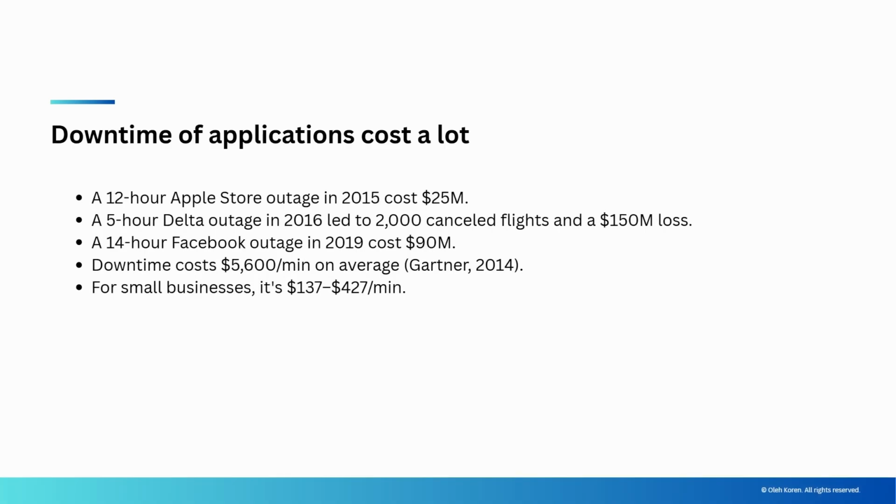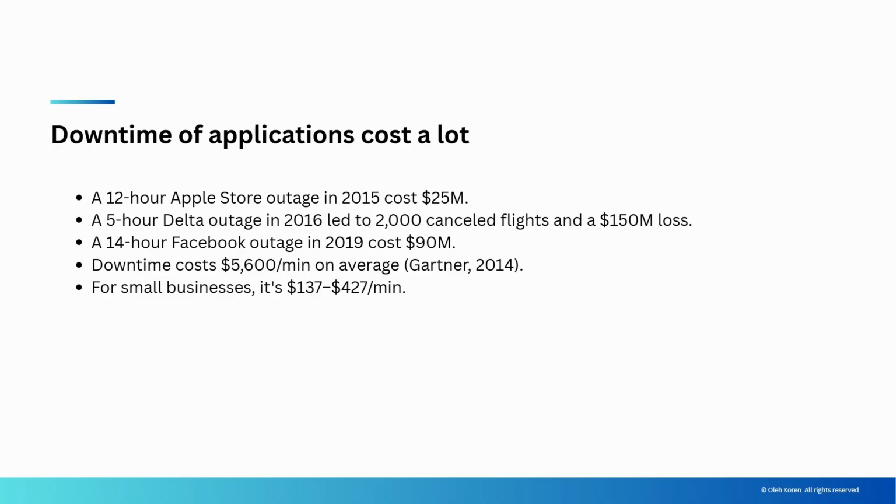Now I want to show you examples of issues related to downtime of applications. In 2015, Apple's online store went down for 12 hours and that cost them around $25 million. A famous airline company had a 5-hour outage in 2016 that led to 2,000 canceled flights and a $150 million loss. In 2019, Facebook had a 14-hour outage, costing them about $90 million and damaging their reputation.